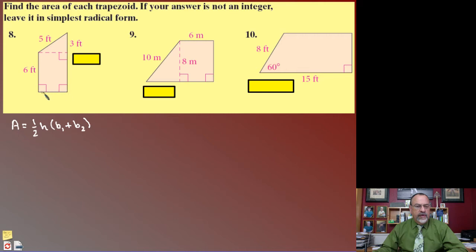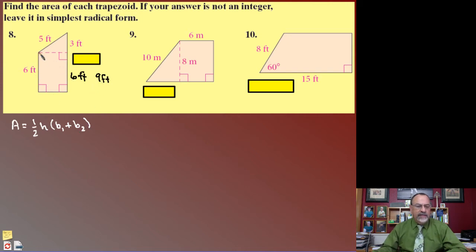This part of the trapezoid after drawing this height is a rectangle, and I know that the opposite sides in a rectangle are equal, so from here to here is also going to be 6. So I can add those two together then to get a total of 9 feet. So this other diagonal then is going to be 9 feet long. So I have my base 1, 6. I have my base 2 now of 9. Now I need my height.